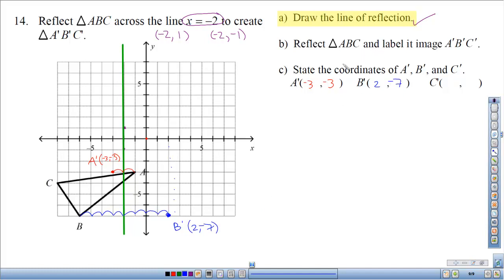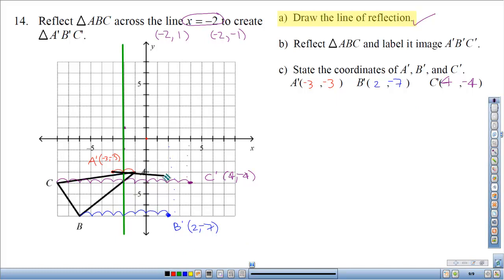I do still need to draw this in when I'm done, but I'm not done with point C, right? So how far away is point C? 1, 2, 3, 4, 5, 6. Time to go 6 on the other side. 1, 2, 3, 4, 5, 6. There's the spot. This is C prime, and it's over 4 and down 1, 2, 3, 4. Over 4 and down 4, so (4, -4). All right, and the last thing I should do is draw in my image.